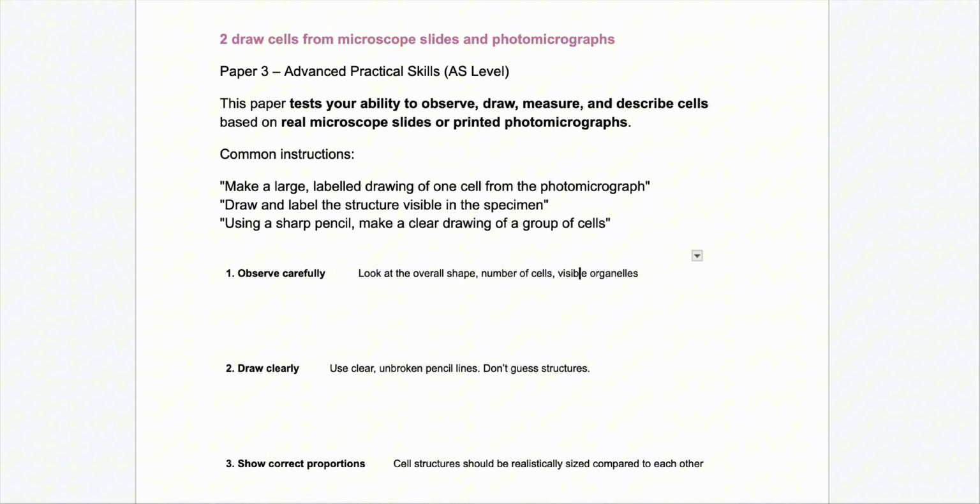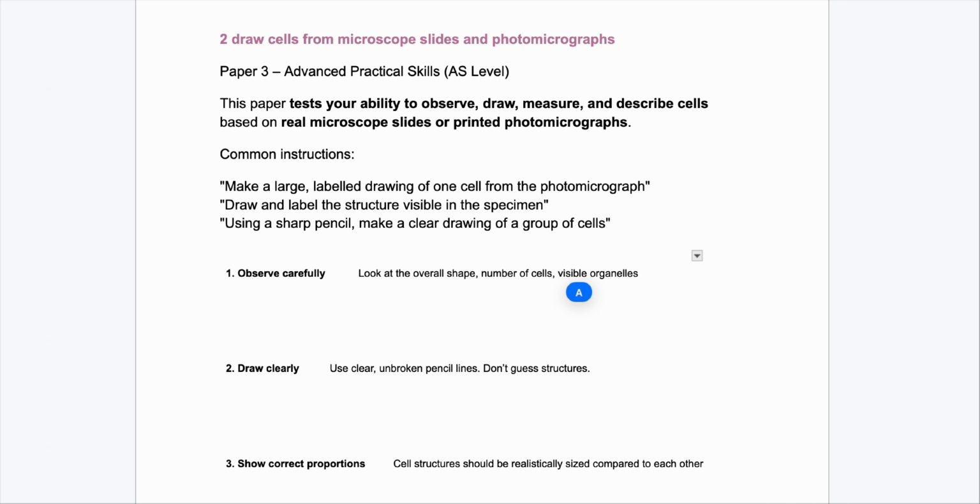So after that, you start adding labels. Depending on what you see and depending on what the questions ask, you might add labels like the cell wall, cell membrane, nucleus, cytoplasm. You do not over-label. You only label what you can confidently see, what you can confidently identify.